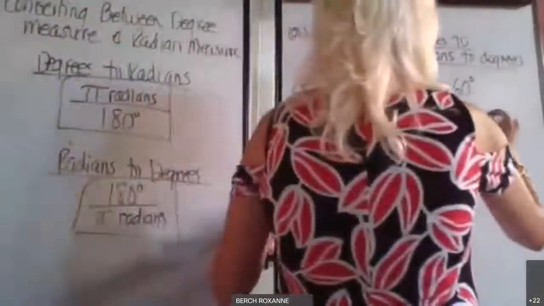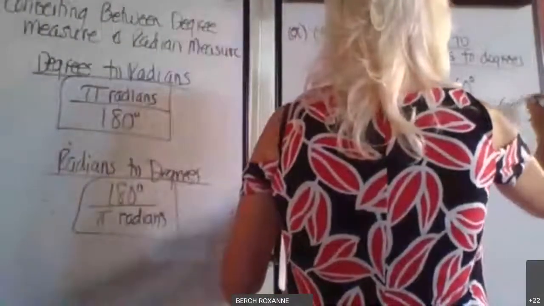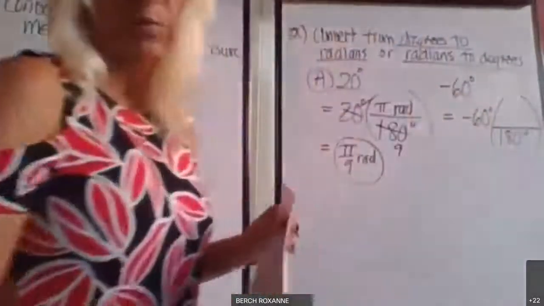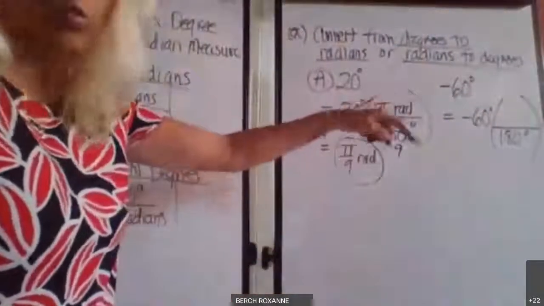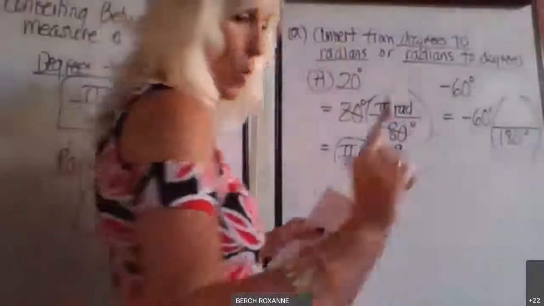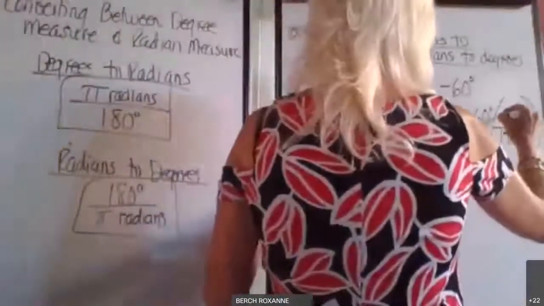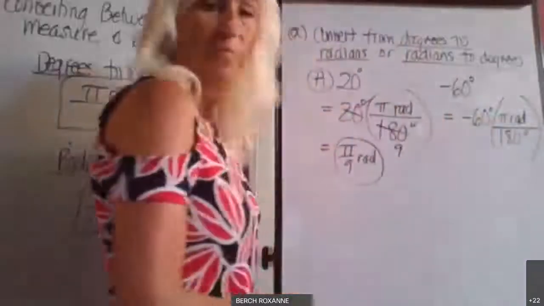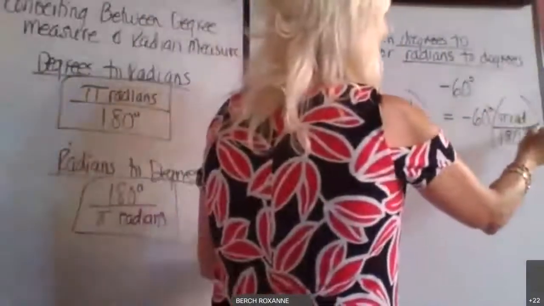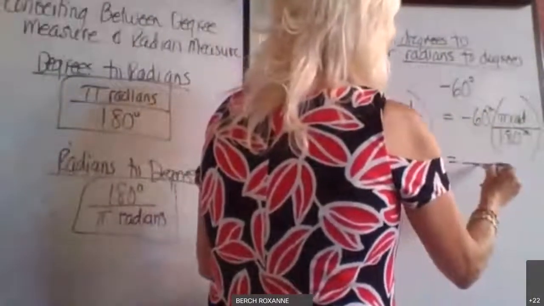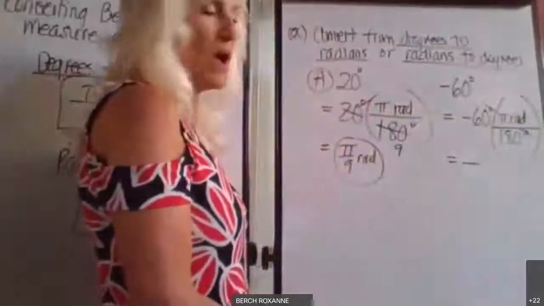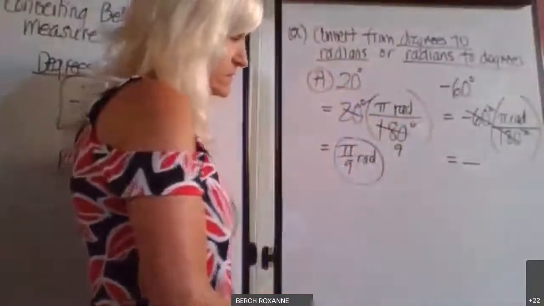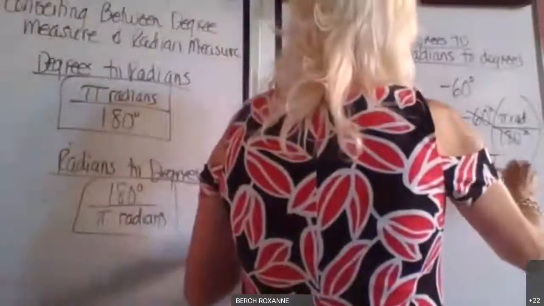Negative 60 degrees. We want to get rid of degrees, so put degrees on the bottom. So what's equivalent to 180 that you're going to put on the top to create a 1? Pi radians. Right. So we cancel the little degrees. We still have a negative. 60 times what is 180? You're going to cross cancel, right? 3. So wouldn't that be negative pi over 3 radians?